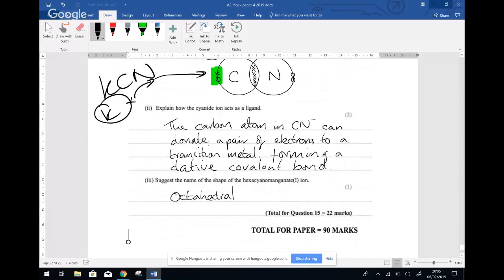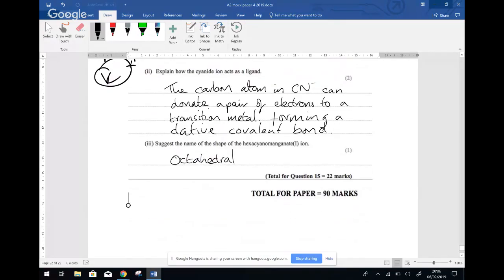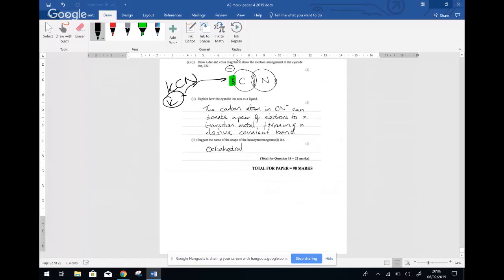Explain how cyanide ions act as a ligand. The carbon atom in the cyanide ion can donate a pair of electrons to a transition metal ion, forming a dative covalent bond. Suggest the name of the shape, and that's octahedral. And that, year 13, is how you do paper. It's how you do your mock paper.